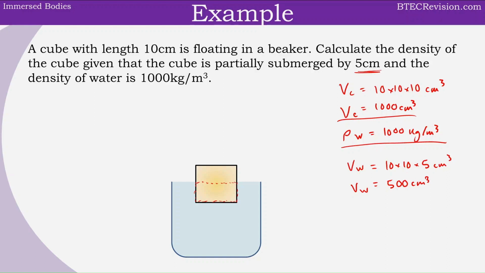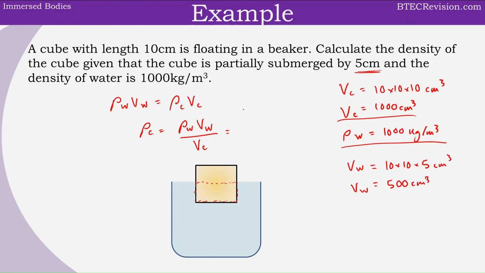Now we can write down our equation. The density of the water times the volume of water equals the density of the cube times the volume of the cube that has been displaced. Rearranging that for the density of the cube gives us the density of the water times the volume of the water divided by the volume of the cube. Now we can plug in our values.